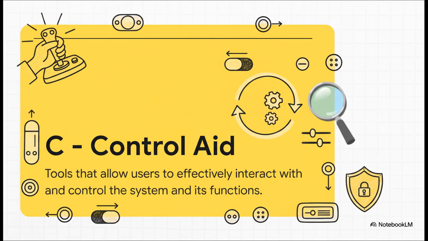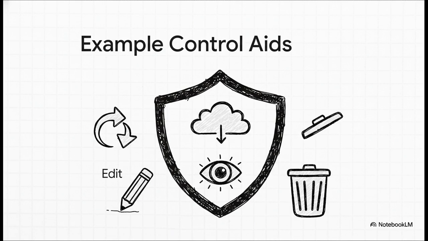And finally, we have C for control aid. This is all about putting you, the user, in the driver's seat. Control aids are what give you the power and the flexibility to manage what you're doing without being afraid that you're going to mess something up permanently. And we see these everywhere, every day. I mean, think about it. Edit, undo, save, delete. These are the absolute basics of user control. They give you a safety net, which actually encourages you to explore and try things out, because you know you can always go back.